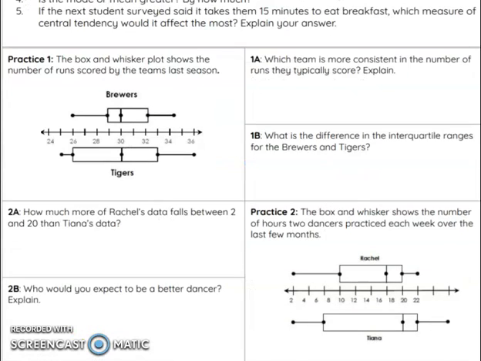All right, let's look at practice 1. The box and whisker plot shows the number of runs scored by the teams last season. Which team is more consistent in the number of runs they typically score, and explain. On the rest of the sheet, we're going to have more review of box and whisker and dot plots. So which team is more consistent? That means that their box is more tightly packed together. It's not spread out all over the place. So the Brewers would be more consistent because their data is closer together.